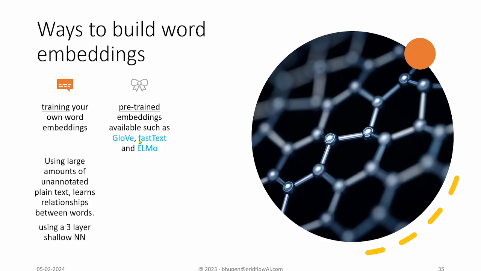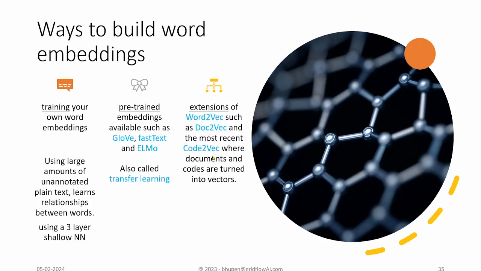Nowadays, most of the language models like Llama or Bloom or GPTs, they have their own pre-trained embeddings. That's what we use. And this is also called transfer learning. There are extensions to the fundamental Word2Vec, which are called document2Vec or code2Vec or sentence2Vec or paragraph2Vec or could be PDF2Vec. These are extensions that can be built using the fundamental algorithm called Word2Vec.